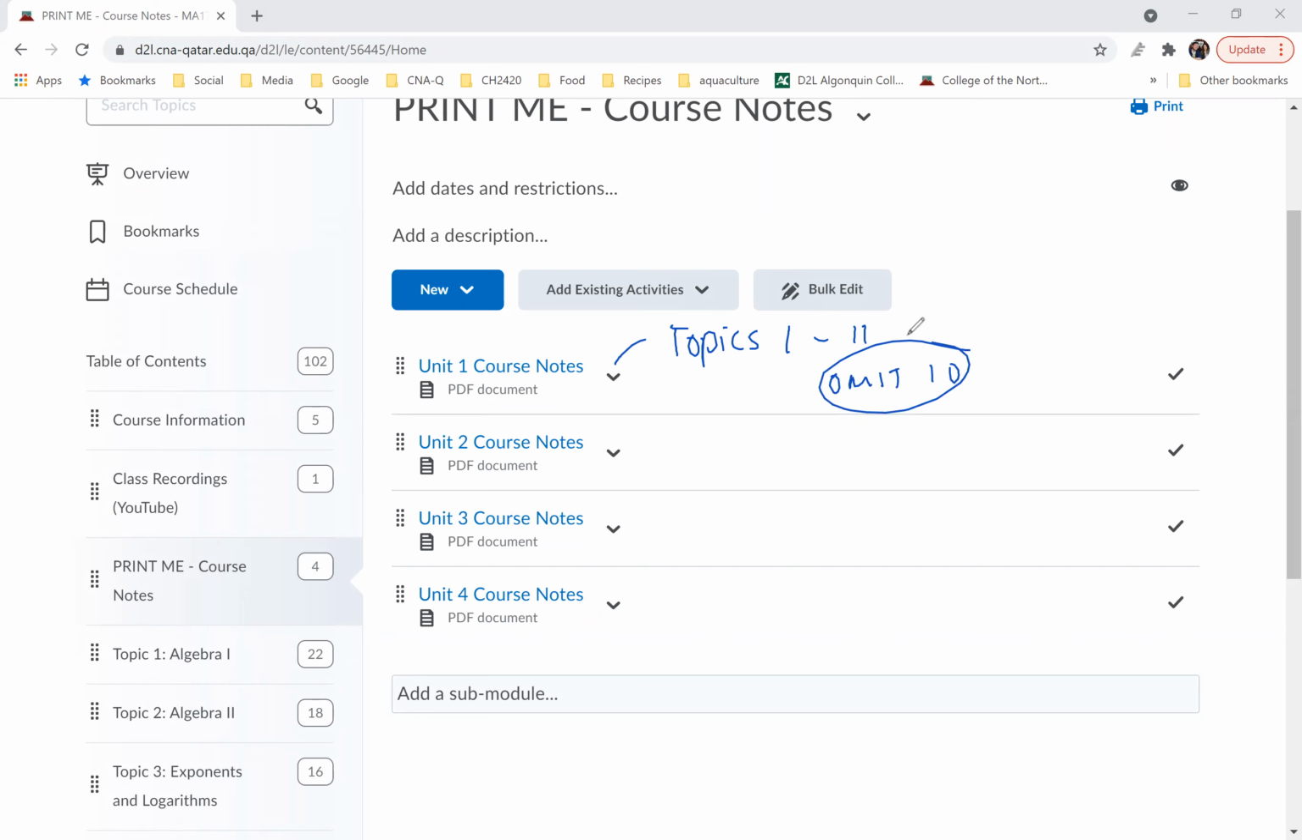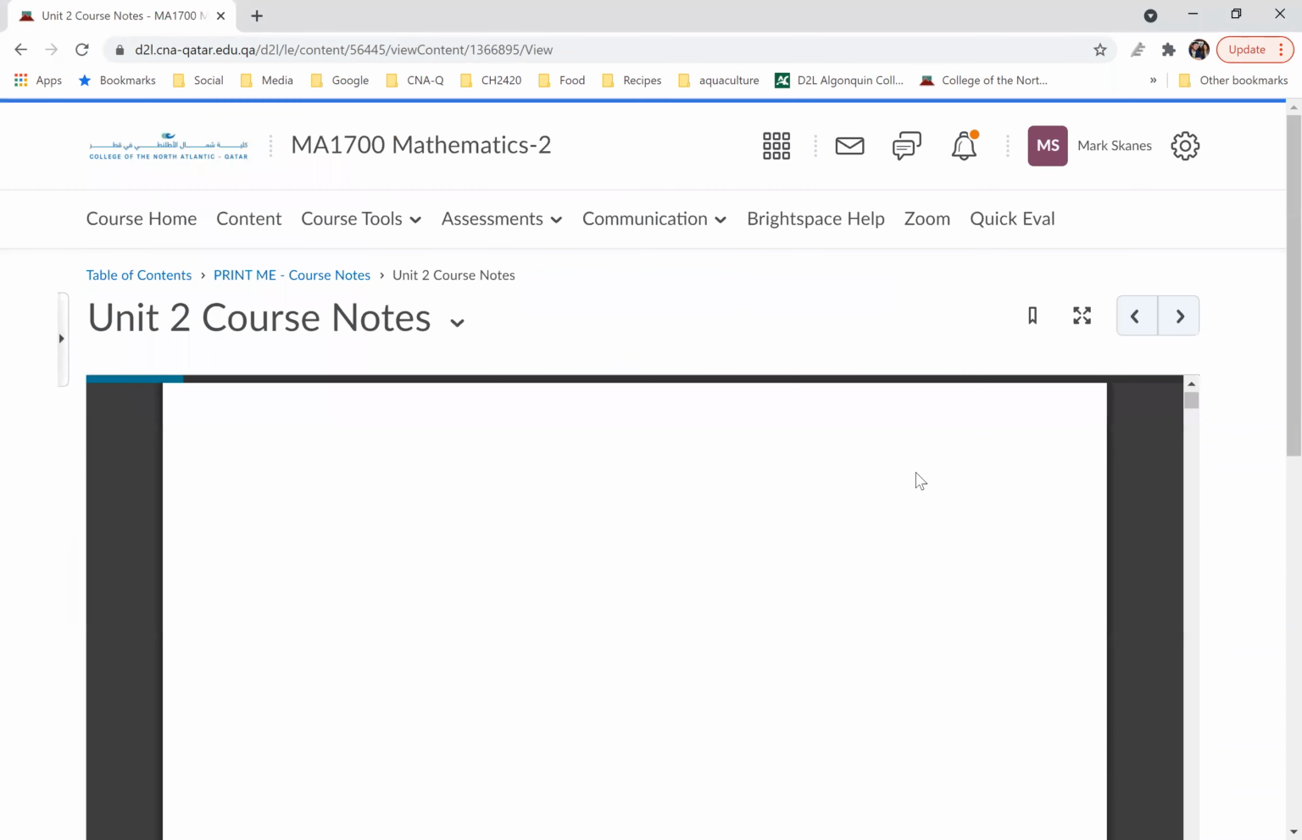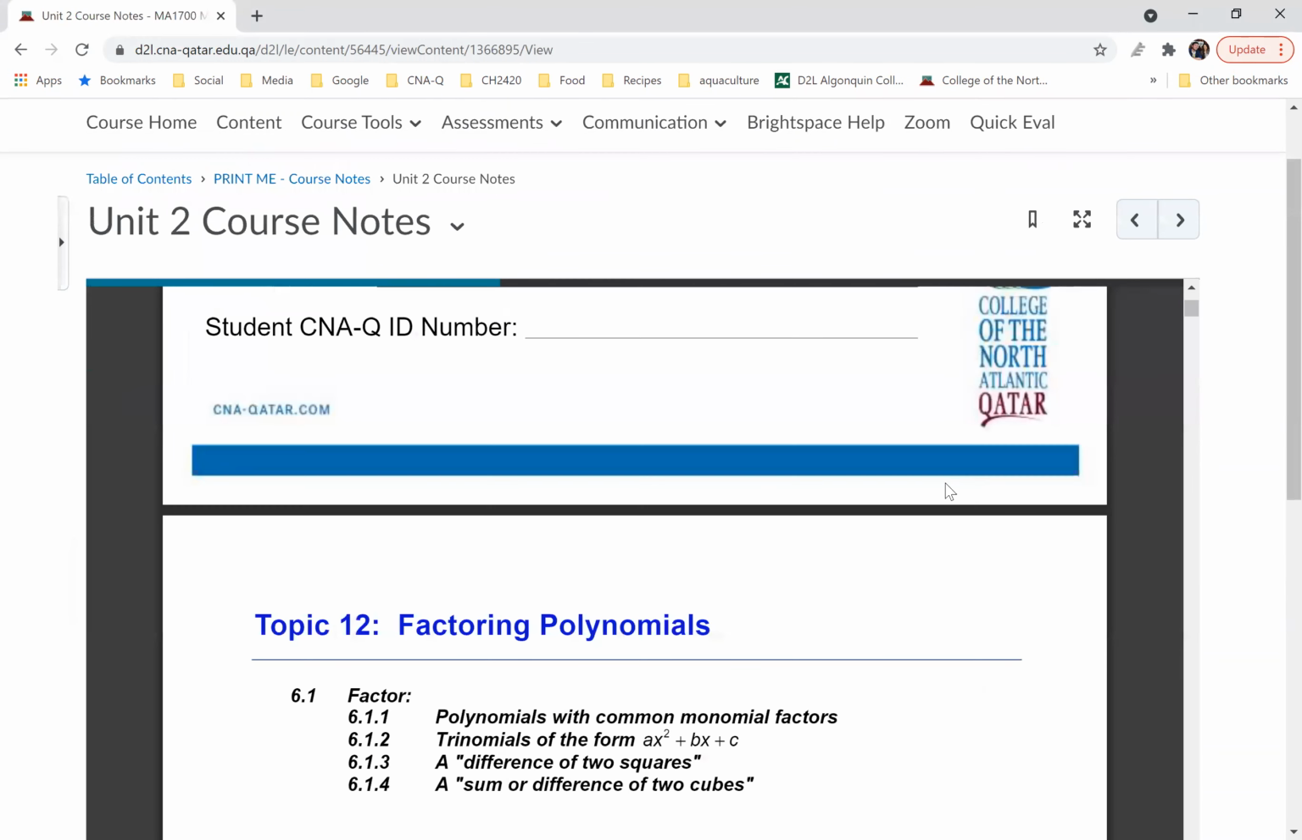Make sure when you're studying, you do not study topic 10. You're going to waste your time. It's not a bad thing to know. I mean, there's nothing bad in this course, but don't waste your time studying topic 10. So we're going to do topics 12 to 14, and that's what's on your first test. It seems like a lot, but it's only because it's intersession that this seems crazy. If this was a regular semester, it wouldn't be different at all.